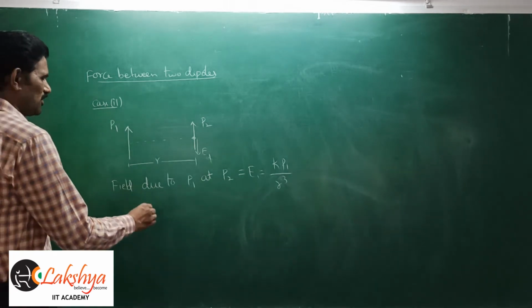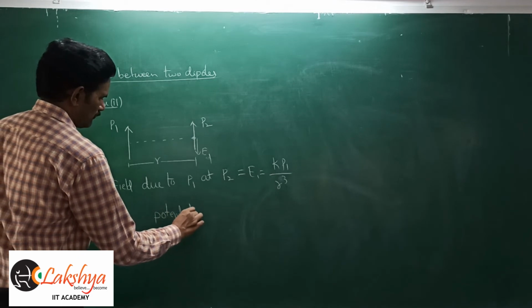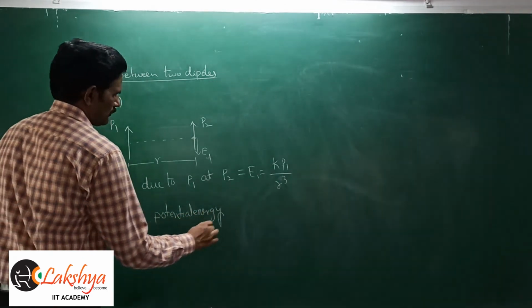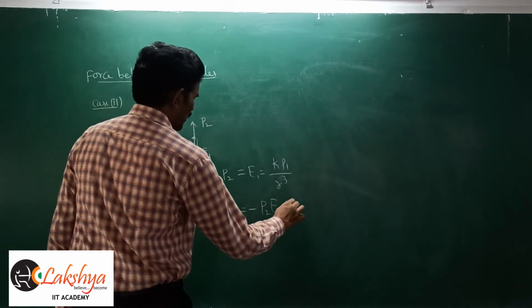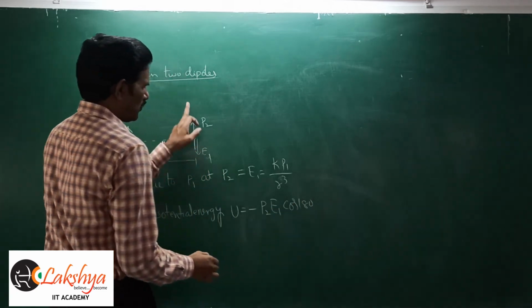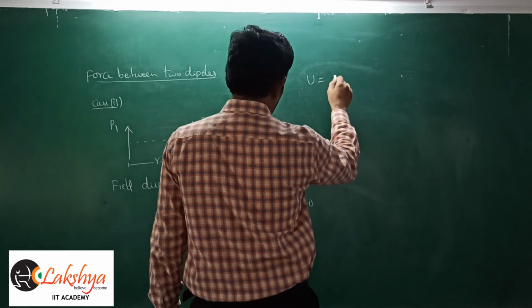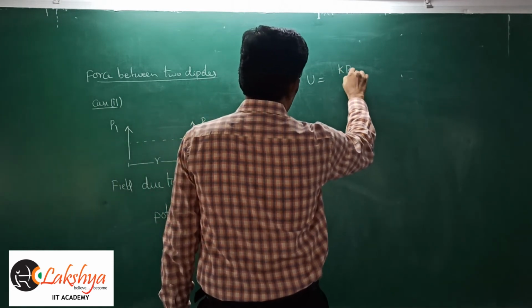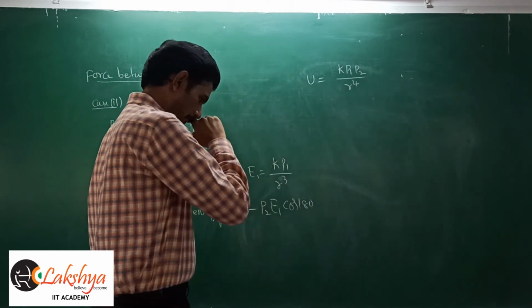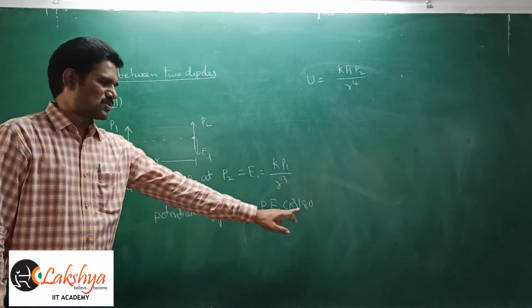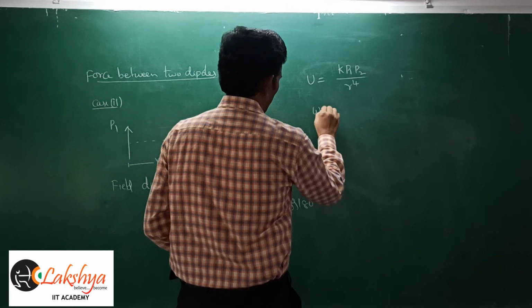The electric field will be in downward direction. Now I am writing the potential energy of this dipole. So potential energy is equal to minus P2 into E1 into cos of the angle between them, which is 180 degrees. So P2 is upwards, E1 is downwards, and therefore this is equal to k into P1 P2 by r power 4. Now cos 180 is minus 1, so minus of minus, plus you get.